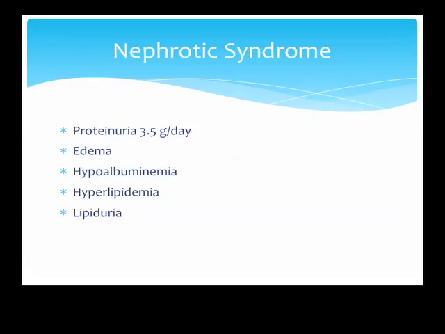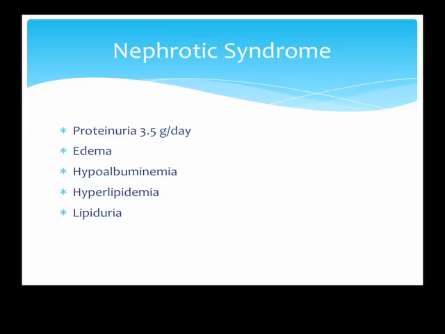Nephrotic syndrome is an important renal disease which is characterized by significant proteinuria of 3.5 grams per day or greater, along with peripheral edema, hypoalbuminemia, hyperlipidemia, and lipiduria. All five of those make up the entire concept of nephrotic syndrome.